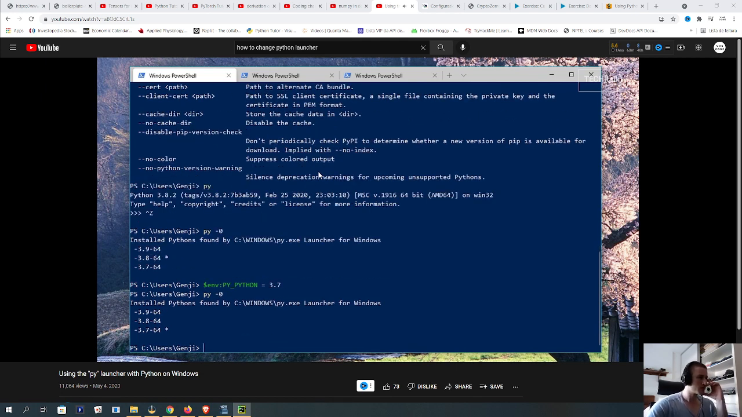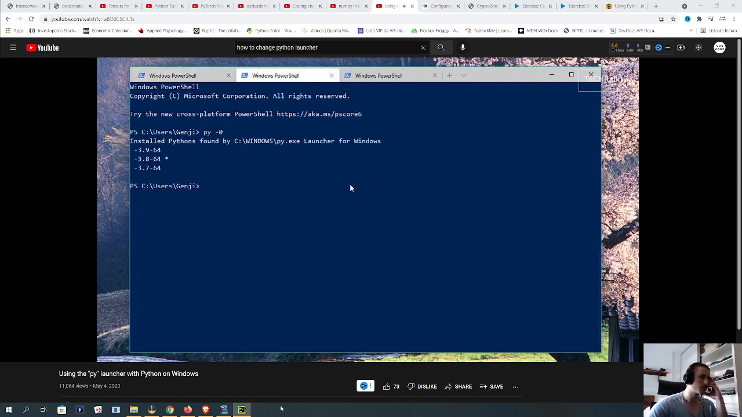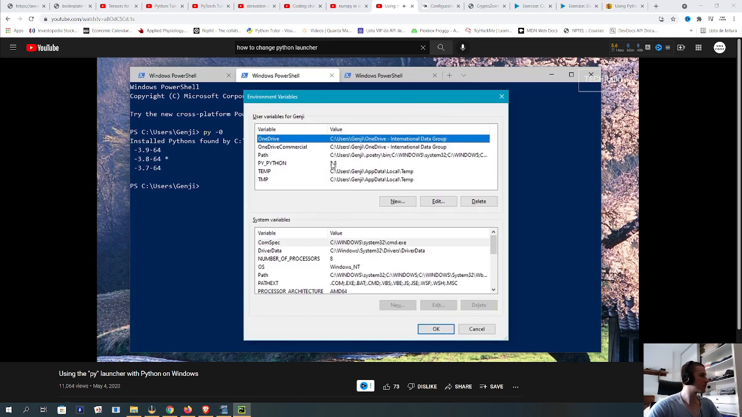Note that we only set the environment variable for this session though. Here in another session, you can see that 3.8 is still the default. If we wanted to make this change permanent, we'd need to edit the user environment variable setting, as shown here.